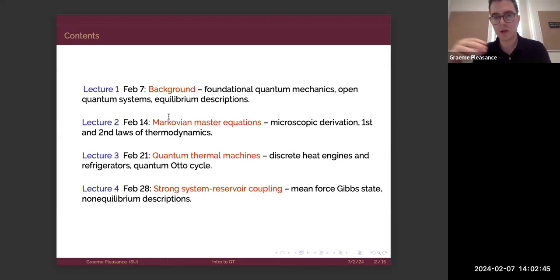Next week's lecture goes into the actual quantum thermodynamics, how we can analyze these systems in terms of Markovian master equations and also developing the first and second laws. The third lecture will be more on applications, how we can apply this Markovian description to describing heat engines and refrigerators, and also looking at particular examples. The fourth lecture goes into slightly more advanced material, looking at how we can generalize the previous framework to treating strongly interacting open systems.